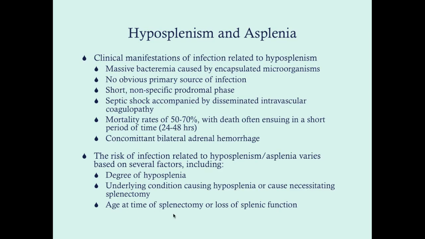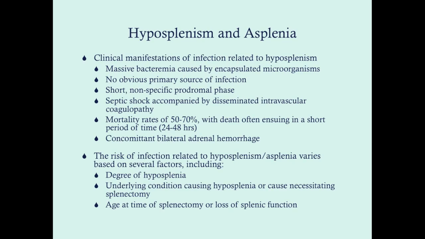And then this one's most important, I would say, along with degree of hyposplenia, and that is the age at the time of splenectomy or loss of splenic function. Patients who are under the age of 5, when their spleen was removed or their spleen autoinfarcted and they went into functional asplenia or functional hyposplenia, they tend to do more poorly than patients who are older than 5 and lose their spleen.